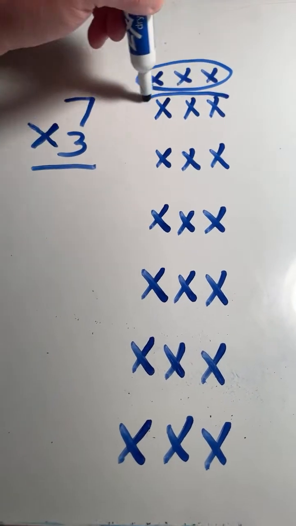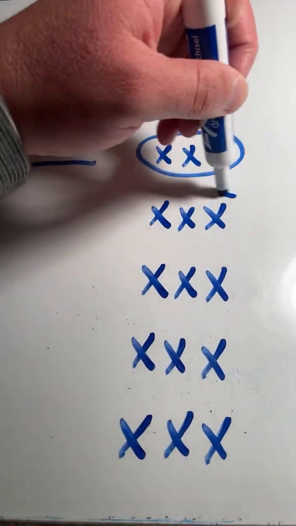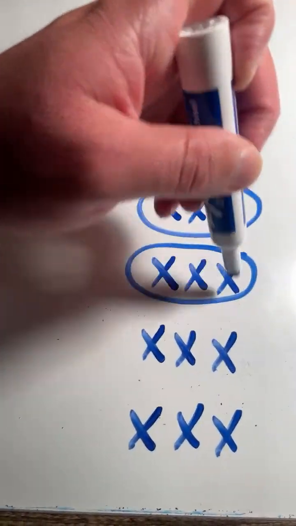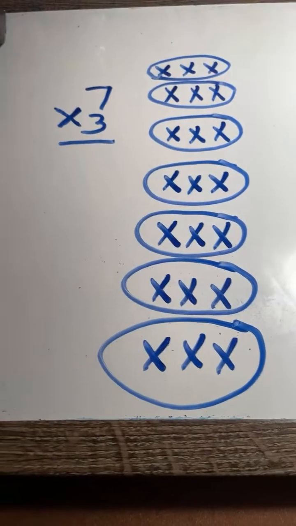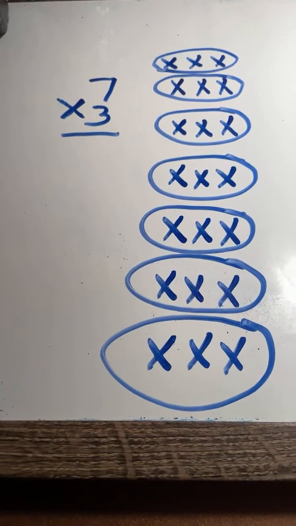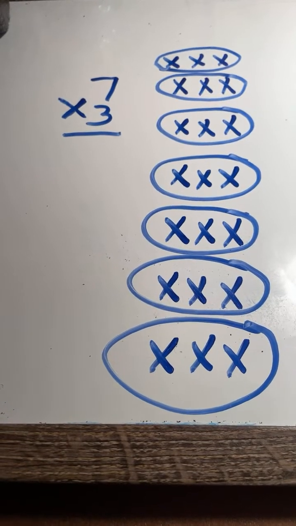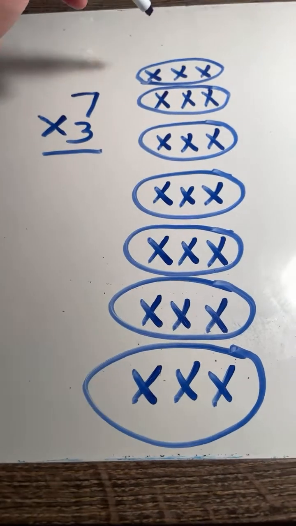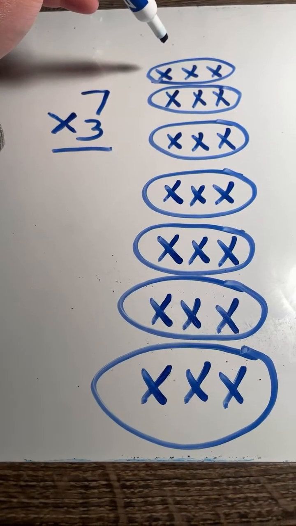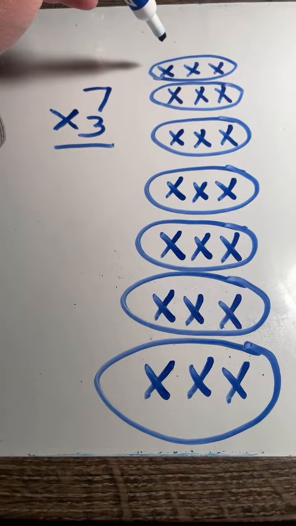And again, you can draw a circle around each group to make sure you have the correct amount of groups. It's not necessary, but it definitely can help. All right, so now we have to find the total number of x's. We have our 7 groups of 3. We need to find the total. Here we go. So I'm counting the total number of x's now.